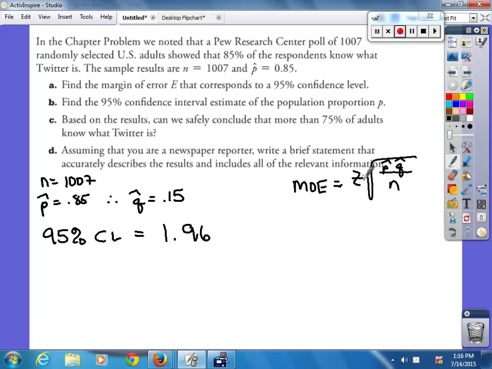So, do we have everything we need? Yeah. So, the margin of error is equal to 1.96 times the square root of 0.85 times 0.15 divided by 1,000. Or is it 1,007?